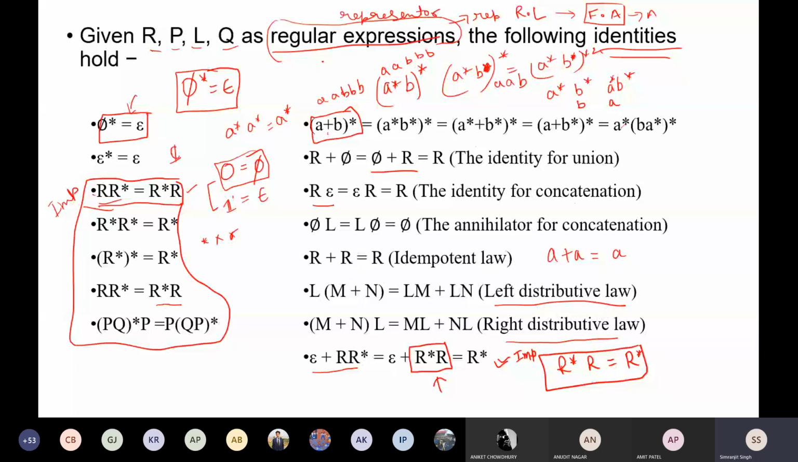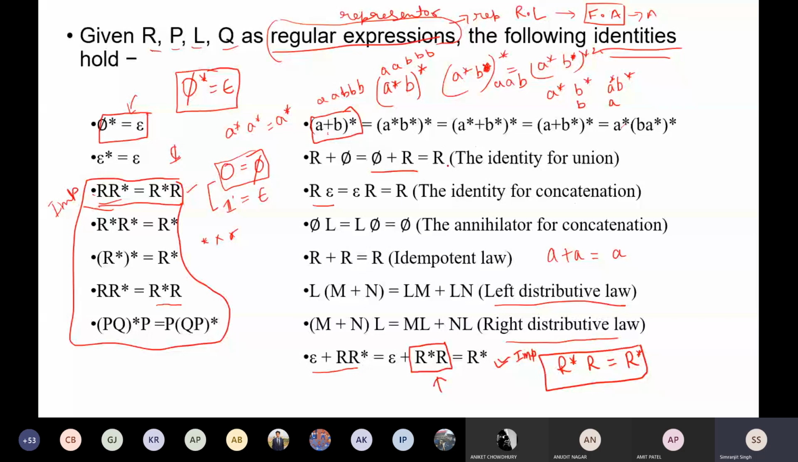Okay, so most of you in the quiz, I think all of you have given the wrong answer. I had given a statement that regular expression is the generator. Regular expression is also called the generator. Generator is your regular grammar. So regular expression is your representer. Okay, so keep that in mind.